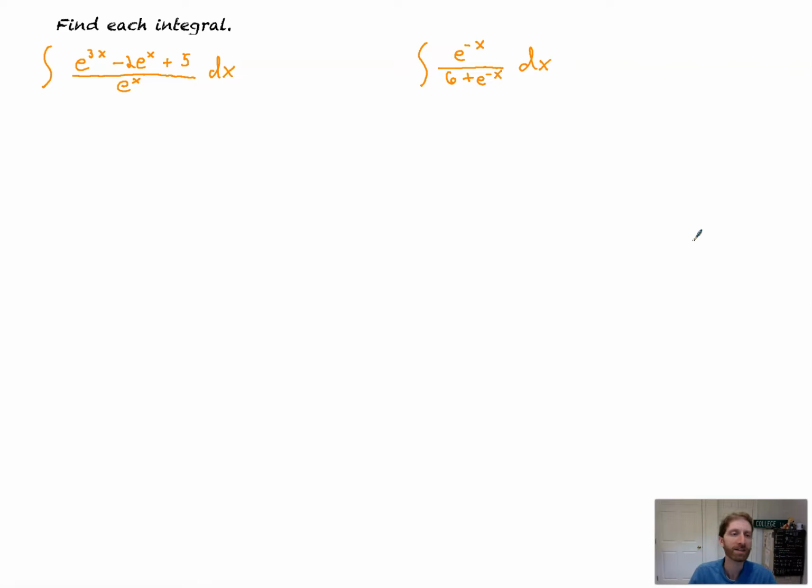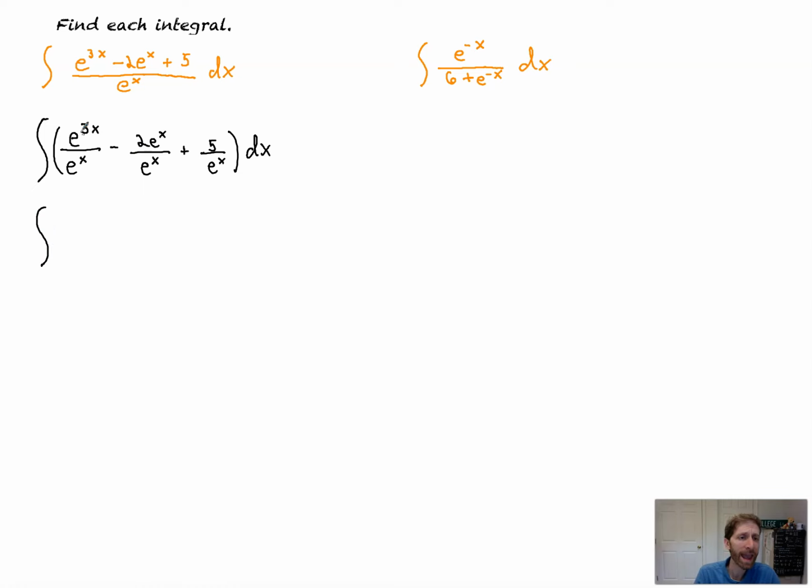Let's jump into it. So, when you've got a problem like this, the antiderivative of (e to the 3x minus 2e to the x plus 5) all over e to the x, we notice that e to the x could actually be divided into each of these terms. So I view it like this: e to the 3x over e to the x minus 2e to the x over e to the x plus 5 all over e to the x. Now 5 over e to the x, I'll just leave it like that for now. And that's all dx.